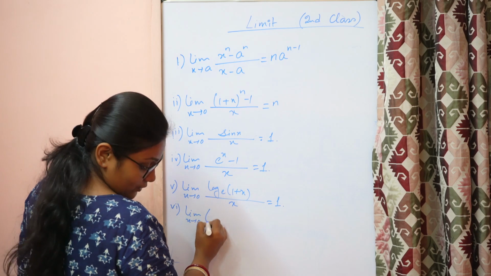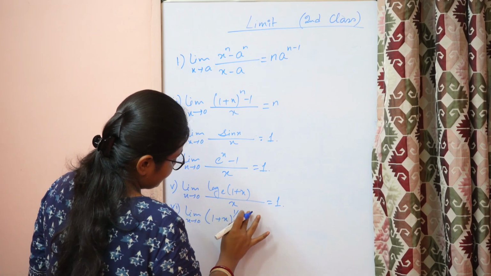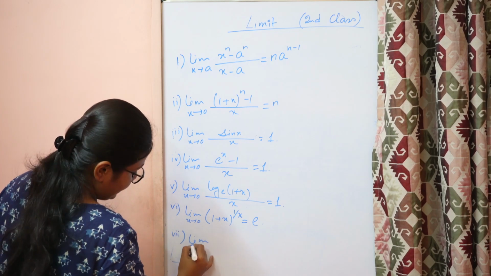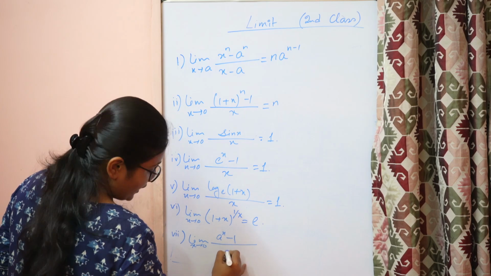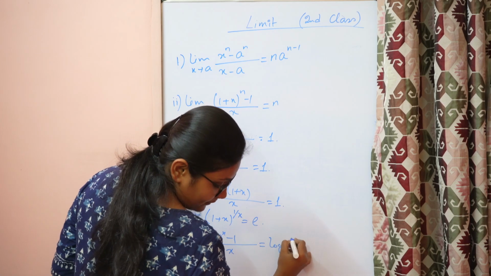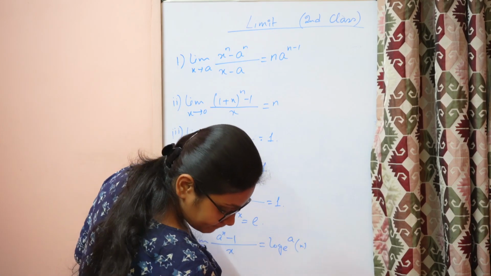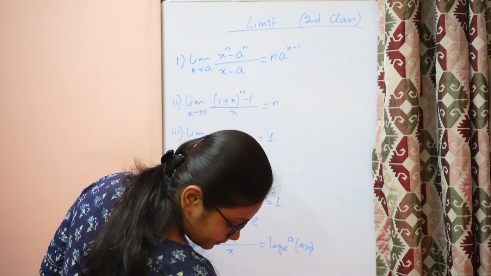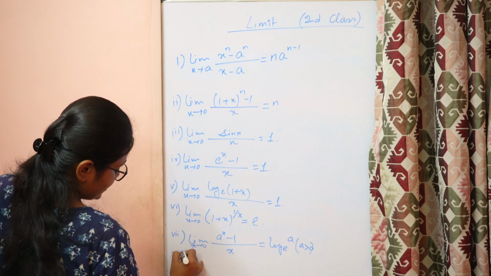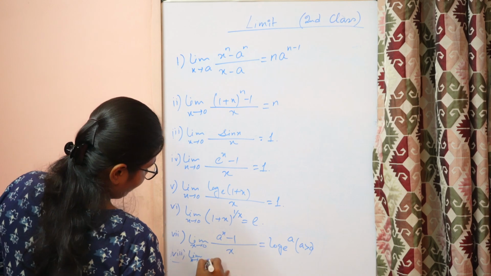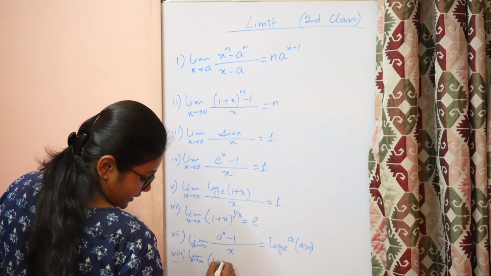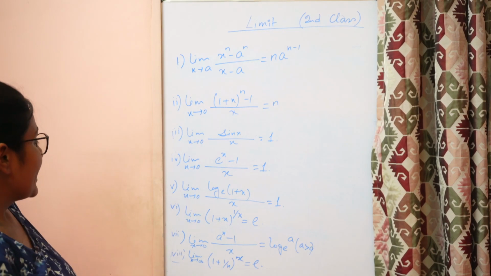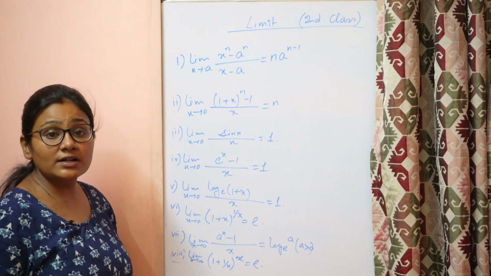Limit x tends to 0 (1 plus x) to the power 1 by x should be equal to e, or limit x tends to 0 (a to the power x minus 1) by x should be equal to log base e of a, where a is greater than 0. And for the last one, number 8, limit x tends to infinity (1 plus 1 by x) to the power x should be equal to e. This is the last property. So these 8 properties you should remember to solve the sums of limits.